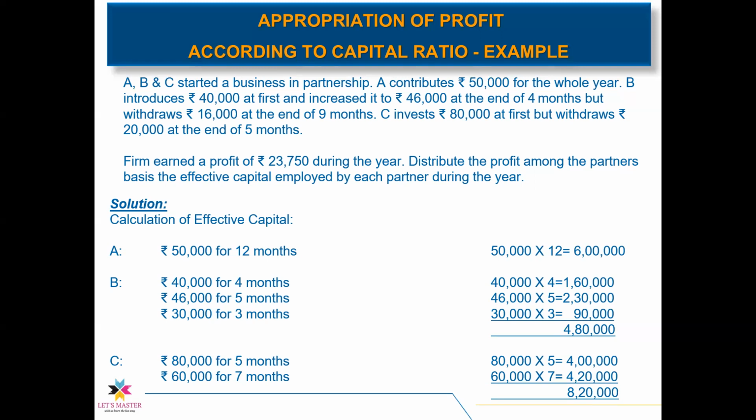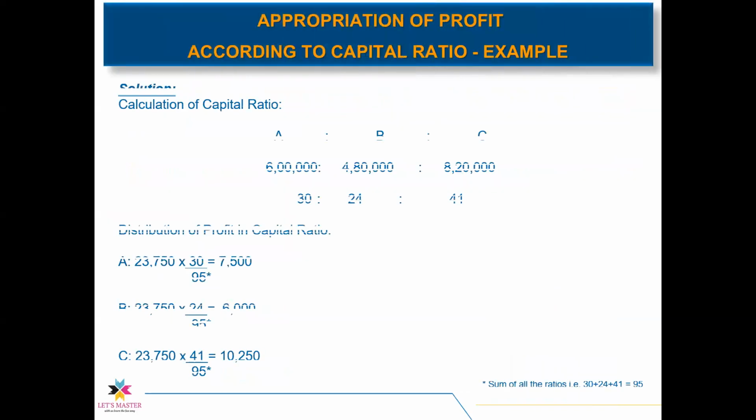Whereas in case of C, C has initially invested 80,000 in the firm and which remained in firm for 5 months. And at the end of 5 months, that means from 6th month onwards, the effective capital employed by C in the firm was 60,000 only. So we have multiplied 60,000 by 7. So here we have got the products, that is 6 lakhs for A, 4 lakh 80,000 for B, and 8 lakh 20,000 for C.